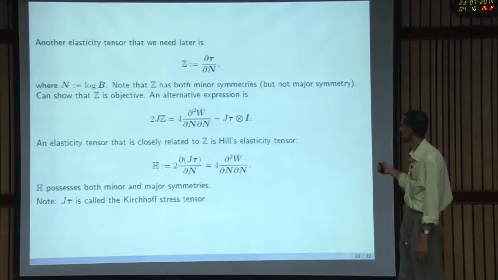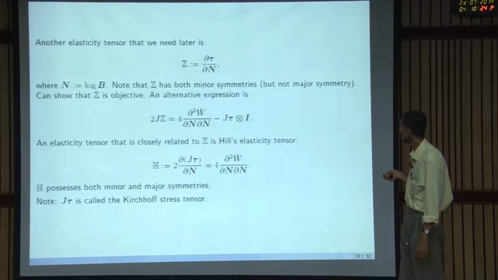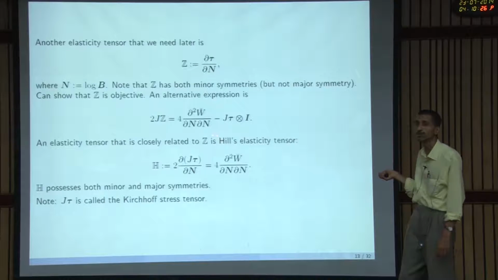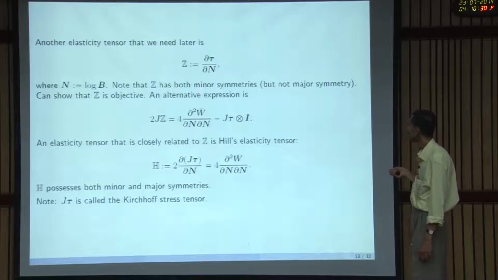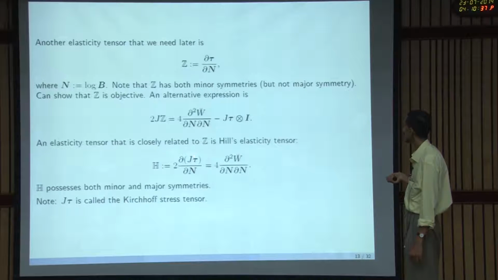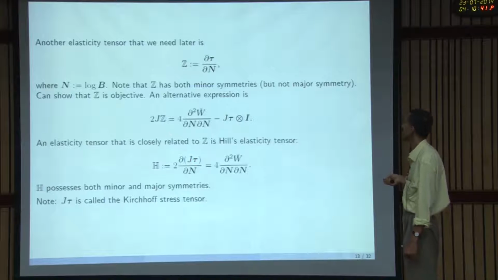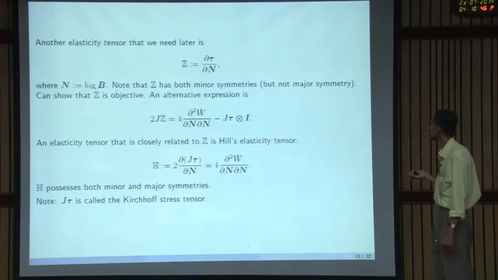And this objective and all we can skip. And this is just an alternative expression for this z. There is another tensor that is closely related to z, which was proposed by Hill. And so instead of tau, he uses j tau. This j tau is what is known as the Kirchhoff stress tensor, and that is the derivative basically of this Kirchhoff stress tensor with respect to n. So there is one Hill's criterion also, so we will be discussing that also.